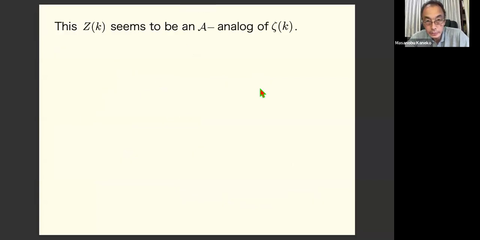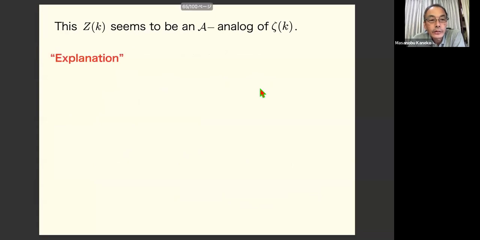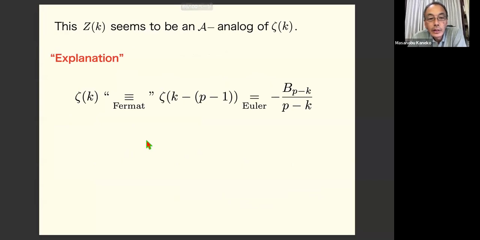And this may suggest that this capital Z(k) is an A-analog of Riemann zeta(k). It's not only this formula, but there are many instances which suggest that this Z(k) is an A-analog of zeta(k).